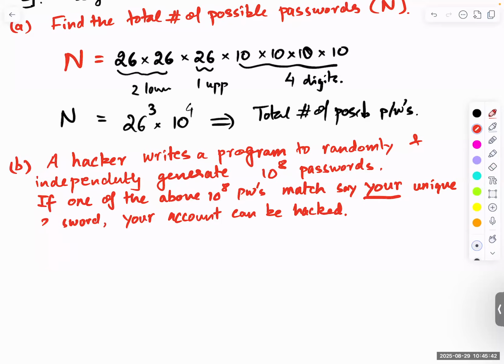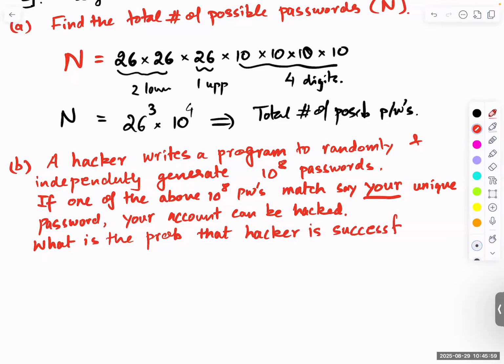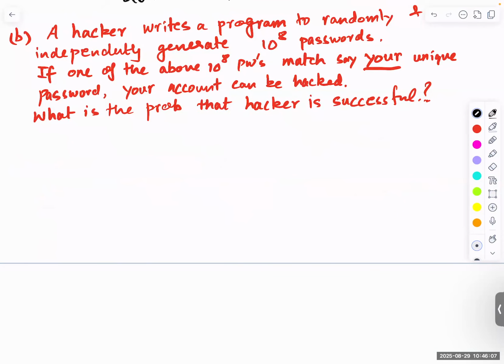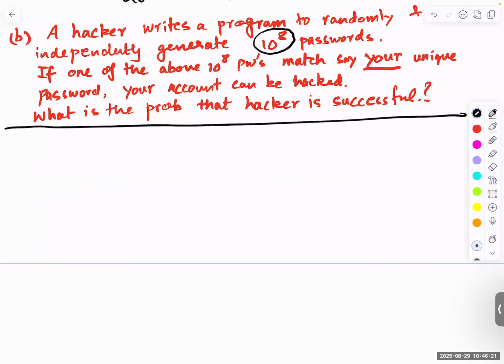So we're interested in what is the probability that the hacker is successful? Okay, so we're interested in this question. Okay. So let's break this problem down. Okay. So suppose you have a unique password, so whatever that may be. Now, in some sense, the hacker is sort of creating 10 raised to power 8 random passwords.